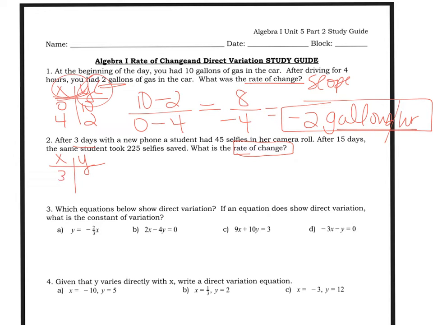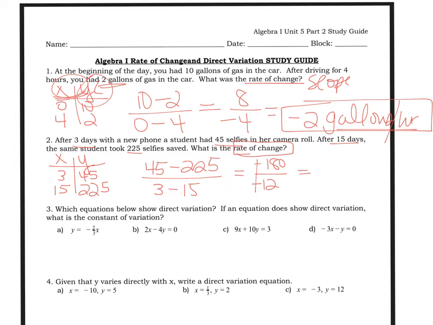After 3 days, they took 45 selfies. And after 15 days, they had 225 selfies saved. Y1 minus y2 all over x1 minus x2. So I have 45 minus 225. I get negative 180, all over 3 minus 15, which is negative 12. Negative 180 divided by negative 12, that's going to become positive. So that's 15. And then I have to do y over x.